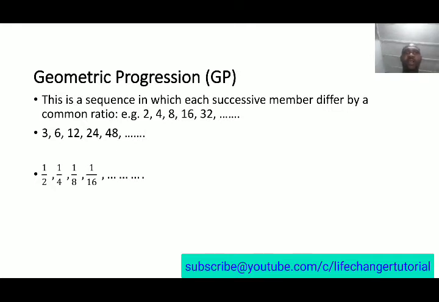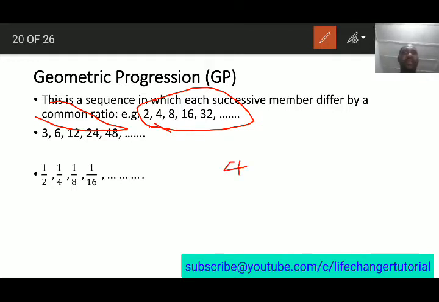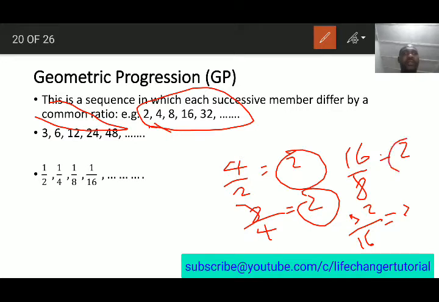Okay, so what is a geometric progression? This is a sequence in which each successive member differs by a common ratio. You should know that. A good example, this is a geometric progression: 2, 4, 8, 16, 32. Why is it a geometric progression? Because 4 divided by 2 is 2, 8 divided by 4 is 2, 16 divided by 8 is 2, 32 divided by 16 is 2. So you see there is a common ratio. In this first case, my common ratio r is equal to 2.